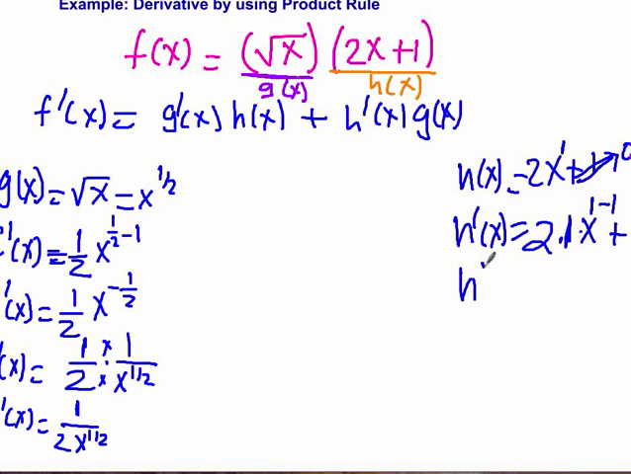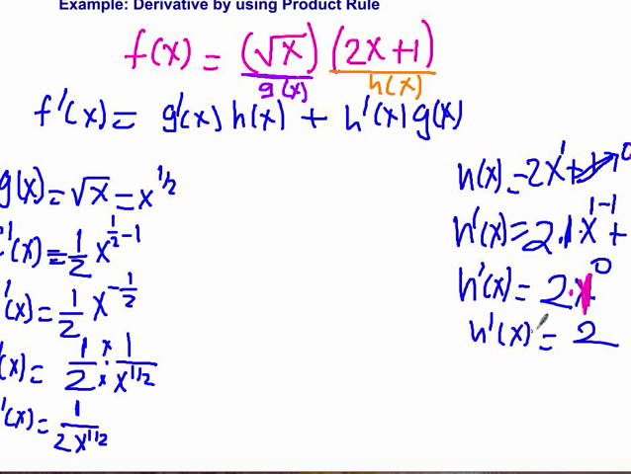So h prime of x will then be 2 times 1 is 2, x to the power of 1 minus 1 is 0. Now we know that x to the power of 0, or as a matter of fact, anything raised to the power of 0 is 1. So this is 1. So we have 2 times 1, which is positive 2. So this is the derivative h prime of x.